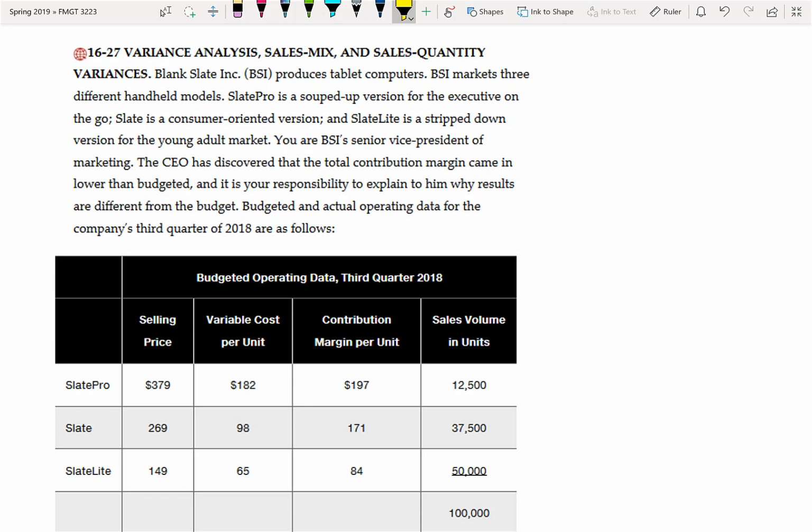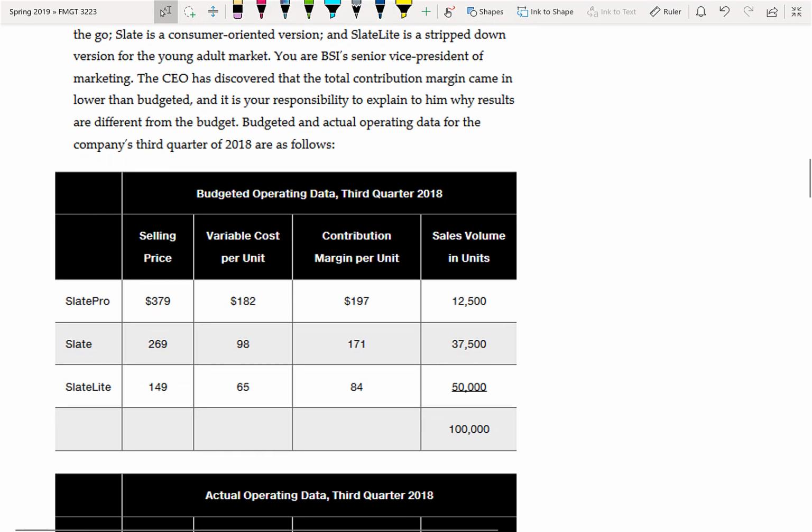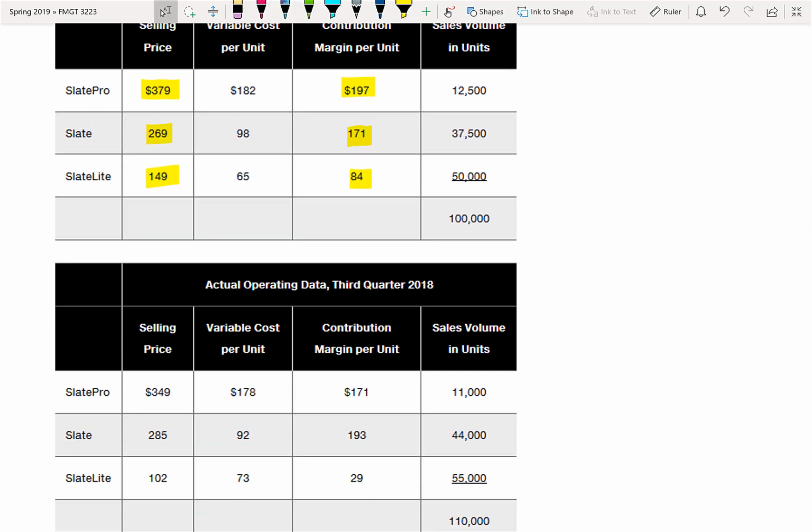What I'd like you to notice here is that the three tablets have very different selling prices. One sells for $379, one sells for $269, and one sells for $149. We see that the contribution margin is positive for each of them, so we are making money per unit sold. The question is then, well, how did we do compared to budget and so on?